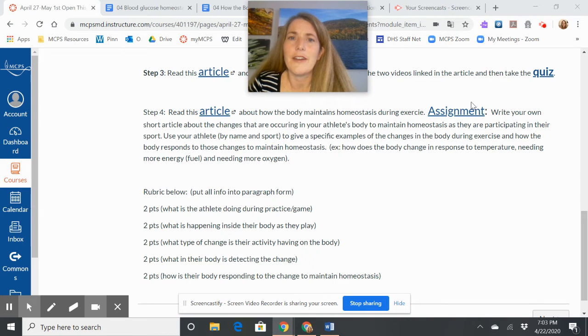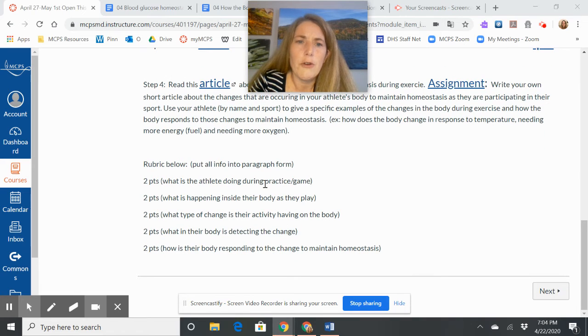So in gymnastics, when that athlete is doing the vault or the floor exercise, why are they sweating at the end? Why is their heart rate elevated at the end? So think about some of the ways that their body changes to maintain homeostasis.